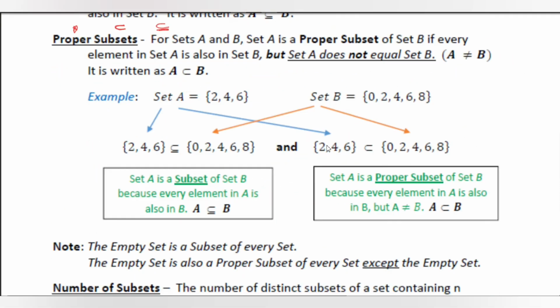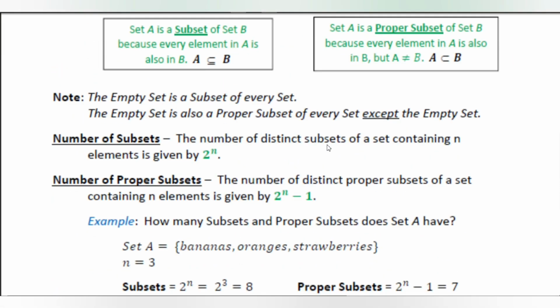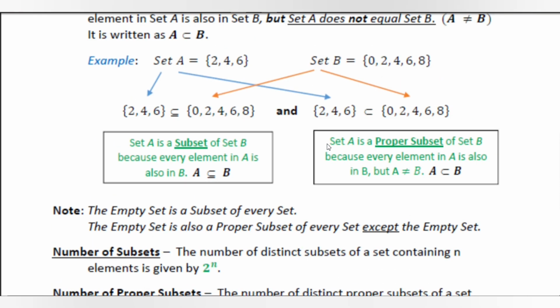From this place, this is an example. Set A is 2, 4, 6, while set B is 0, 2, 4, 6, 8. These are even numbers. You discover that set A can be formed using some members of set B. That means A is a subset of B.